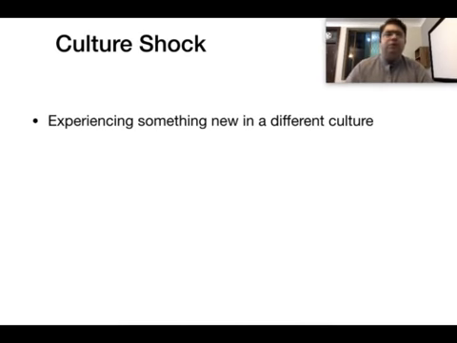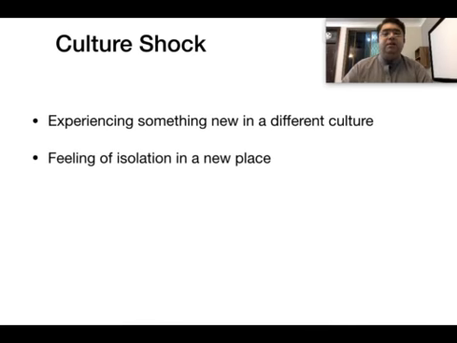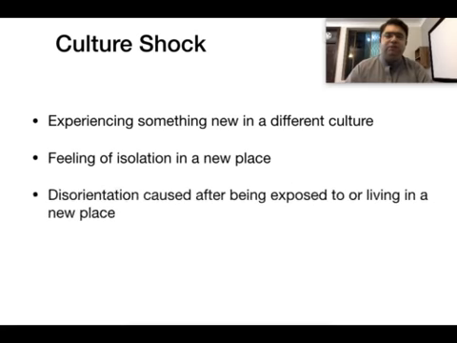In our previous session, we discussed culture shock from a psychological perspective and different perspectives. We went into in-depth definitions, but we're just going to talk a bit about it again. When you experience something new in a different culture, it can cause a shock that can be called culture shock. When you have a feeling of isolation in a new place, that can lead towards a culture shock. It can also be disorientation caused after being exposed to or living in a new place. This disorientation, in fact, can also lead to a culture shock.